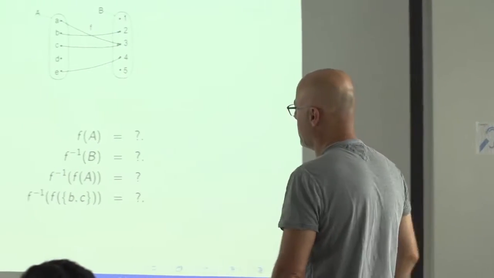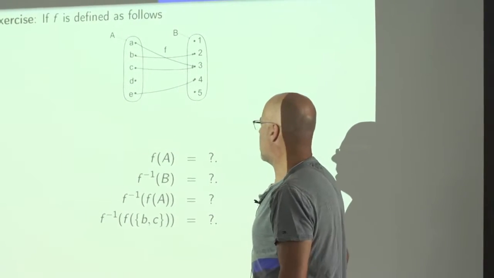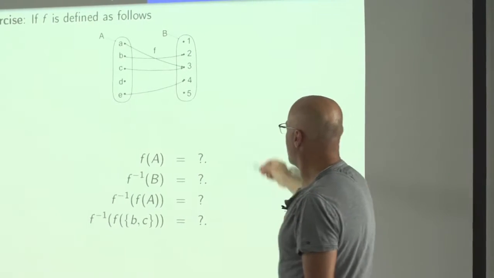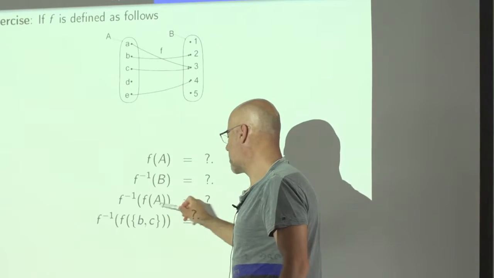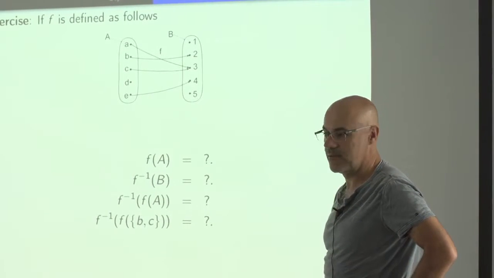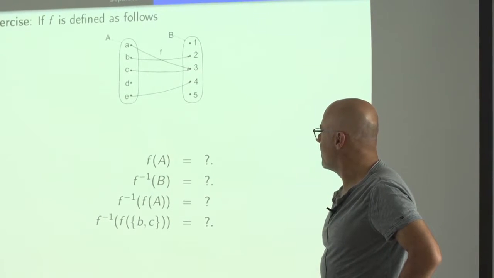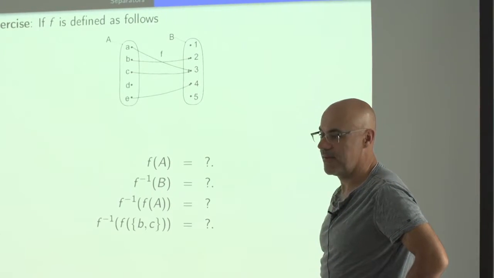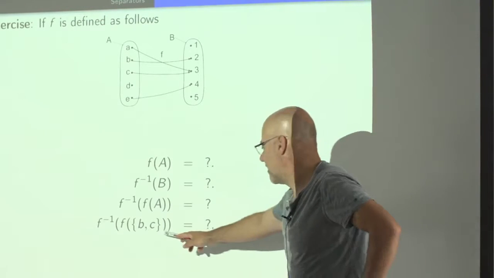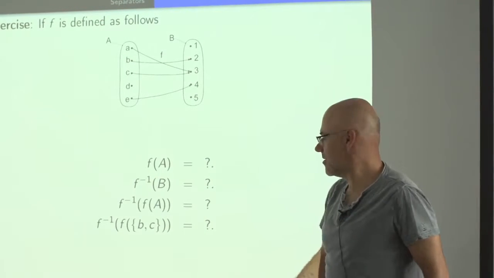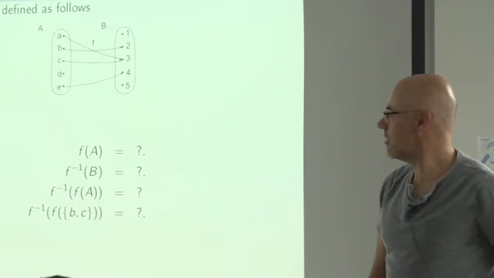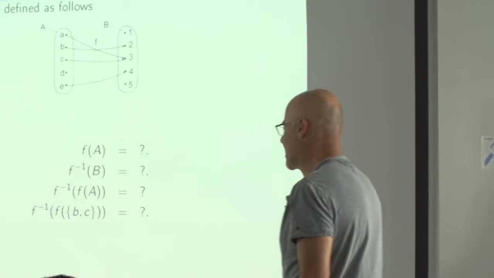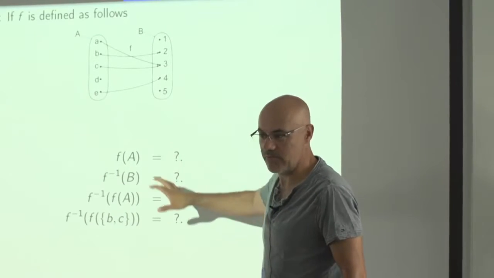The image of A. A is a set with 5 elements. What is the image F of A? 2, 3, 4. Yes, 2, 3, 4. F minus 1 of F of A should be A. No. A, B, C, E. Yeah? And the last one: B, C. A, B, C. Yes, okay, so it's not exactly the same. So that's all we need on set theory.